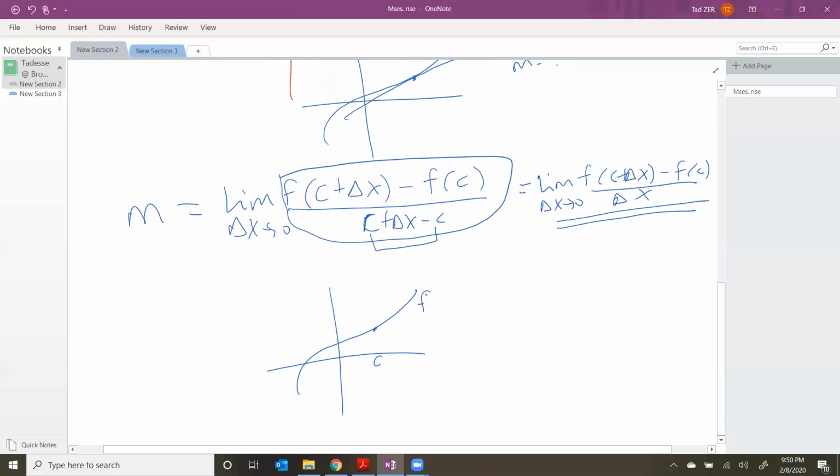So when I say find the slope of the graph of f at C, I mean find the slope of the tangent line, which is nothing but this limit, if it exists. Very good. Let's see an example.